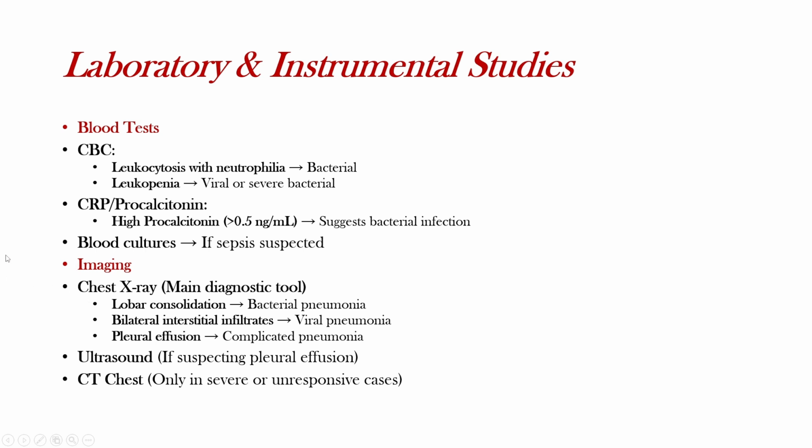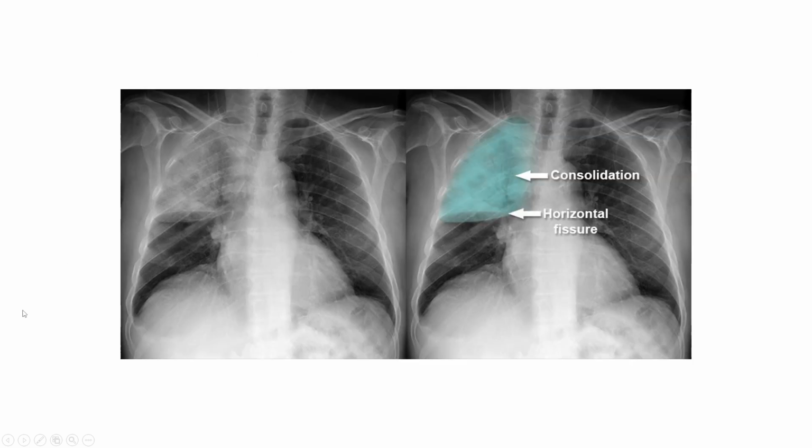For the imaging, chest X-ray is a really important diagnostic tool in pneumonia. If we have a lobar consolidation, we will have a bacterial pneumonia. If we have a bilateral interstitial infiltration, we will have a viral pneumonia. And if we have a pleural effusion, it's a complicated pneumonia. We will do an ultrasound if we suspect a pleural effusion, and CT in severe cases.